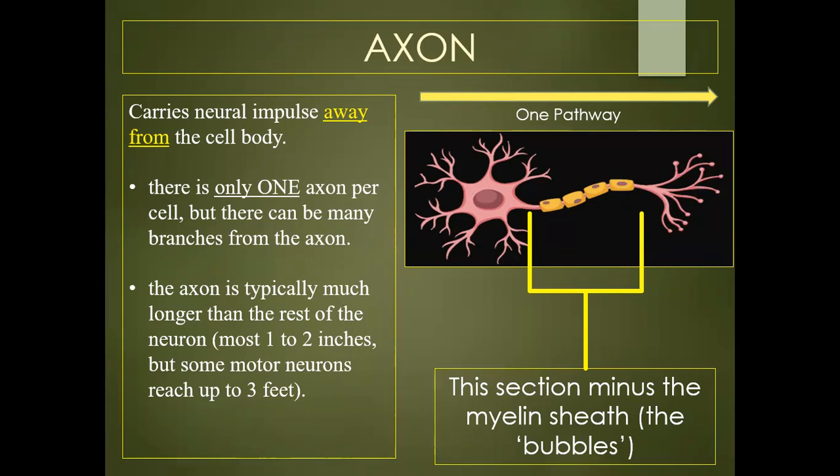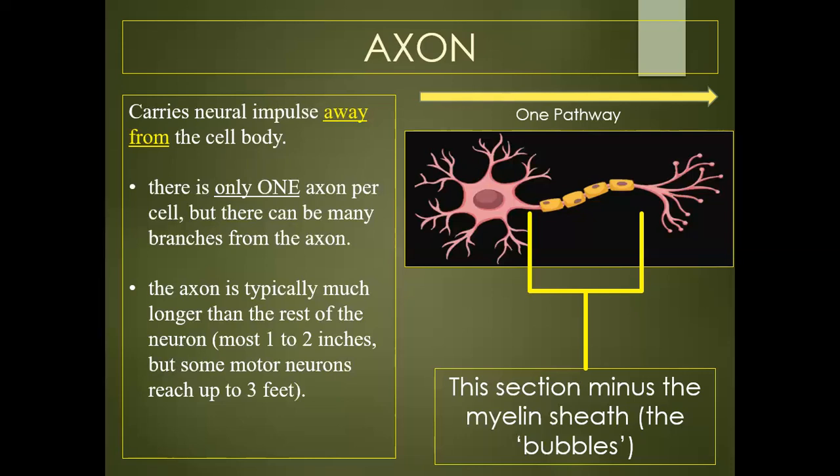Most of these are 1 to 2 inches, although in the brain they're much smaller than that. But some of the motor neurons, the skeletal neurons, the ones traversing down to our feet and out to our extremities, those can be much longer. Some of our motor neurons can have an axon which is up to about 3 feet in length. Now, obviously, it depends on how tall you are.